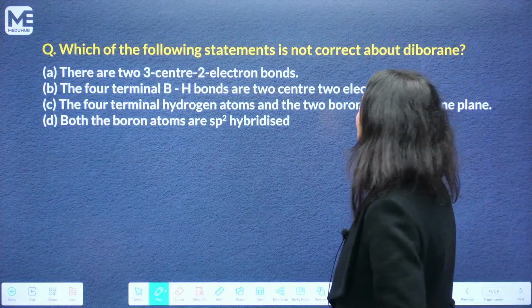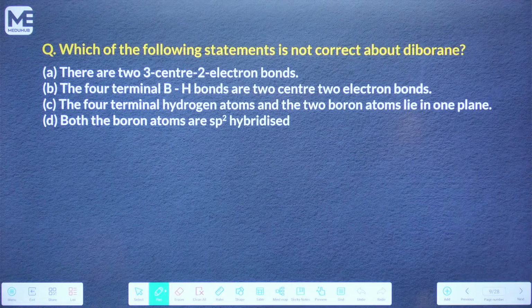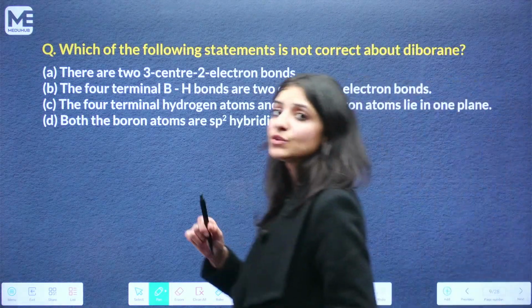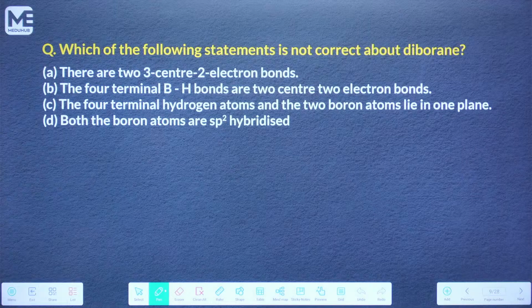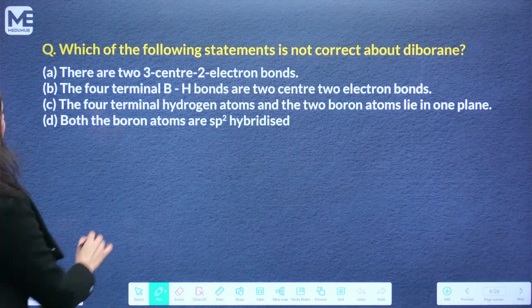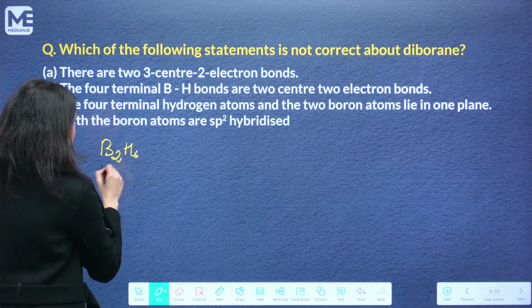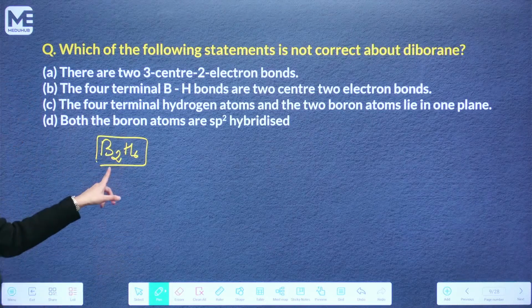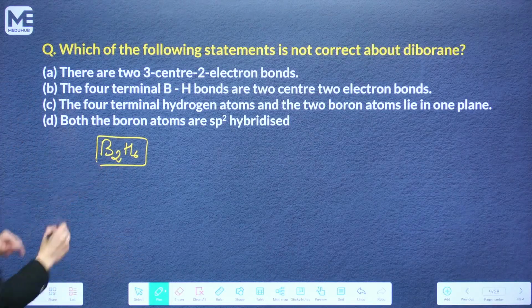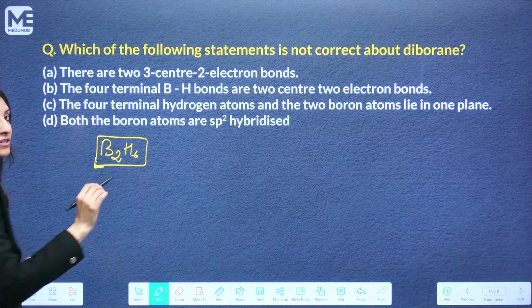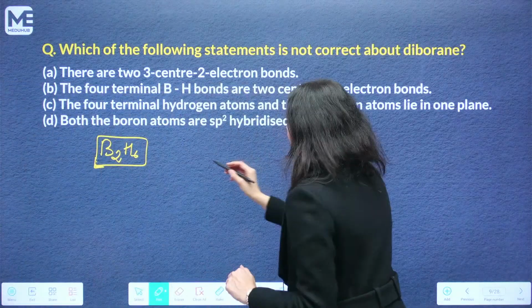Right. Which of the following statements is not correct about diborane? Alright, so we were not able to discuss diborane. Let me quickly talk about its structure so that you are able to answer. Diborane is B2H6. It is the simplest of the boron hydrides. Now the structure of diborane is of great interest. It is an unusual structure.